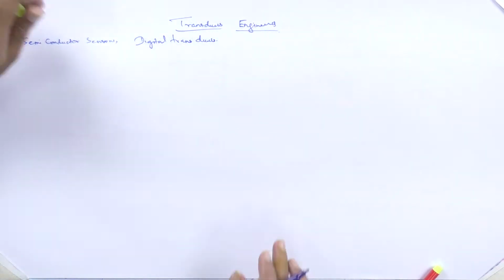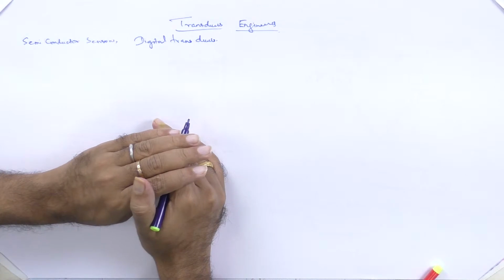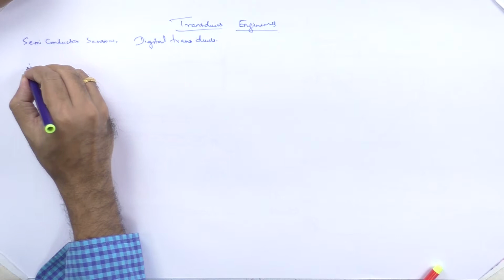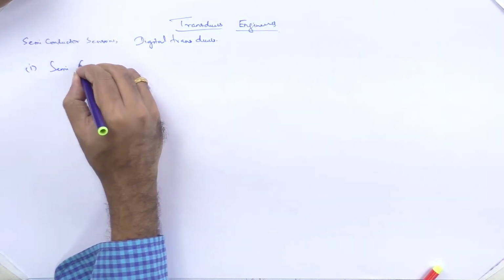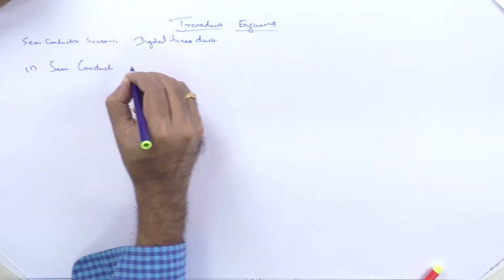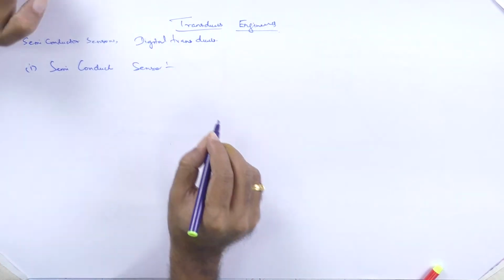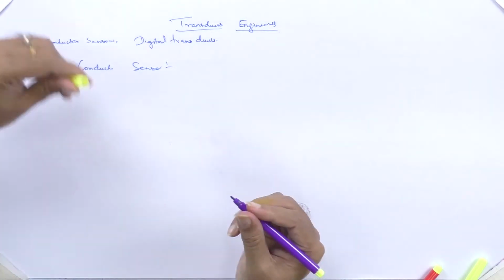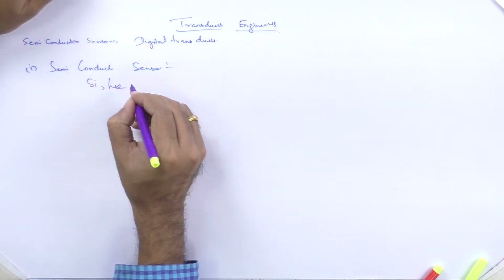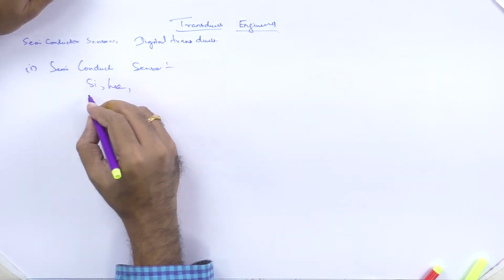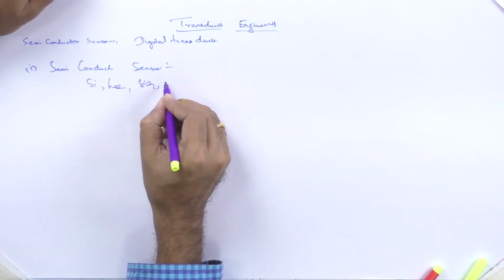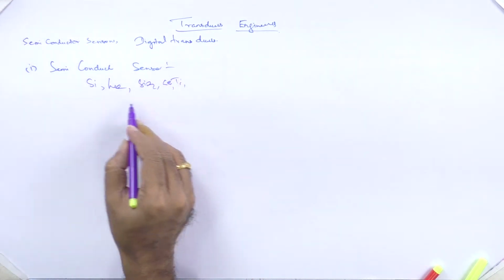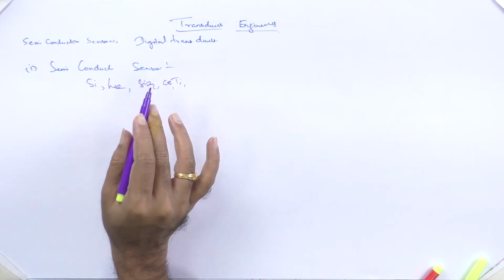Okay, so these two are very simple topics, and we have already seen these things in our previous sessions. The first one is our semiconductor sensor. The semiconductor sensors are the sensors which are using silicon or germanium or some kind of oxides of silicon and germanium, SiO2, GeTi. All this kind of semiconductors are used in the manufacturing of these sensors.